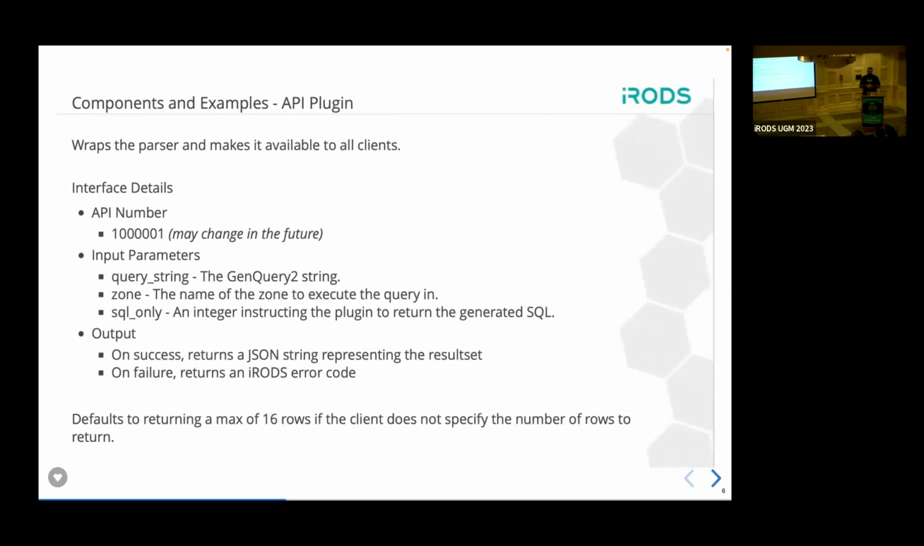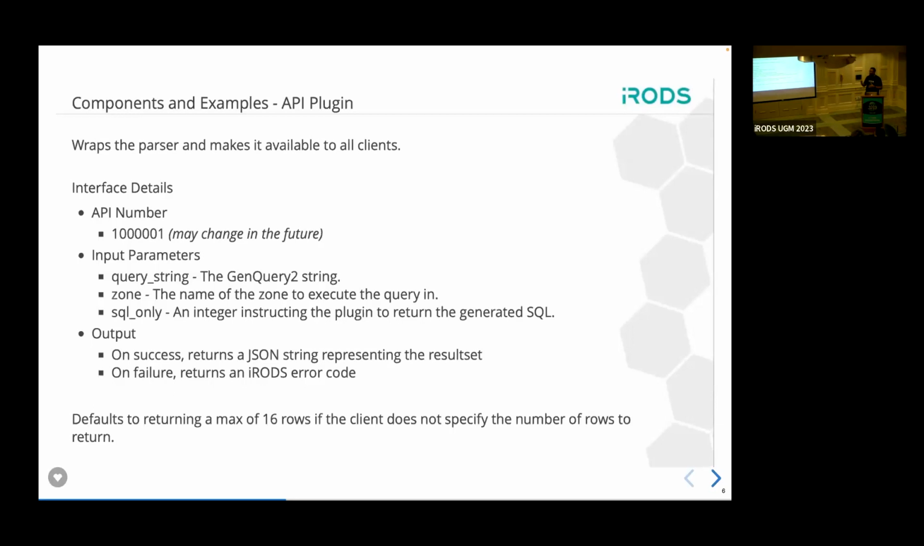All right, so the first component we're going to cover is the API plugin. This is essentially the entry point that wraps the parser and makes it available to all libraries and clients. It essentially consists of an API number. We have here also the input parameters, which are a query string, a zone, and an SQL only flag. Query string is exactly what you imagine it is. This is the query that you want to run.